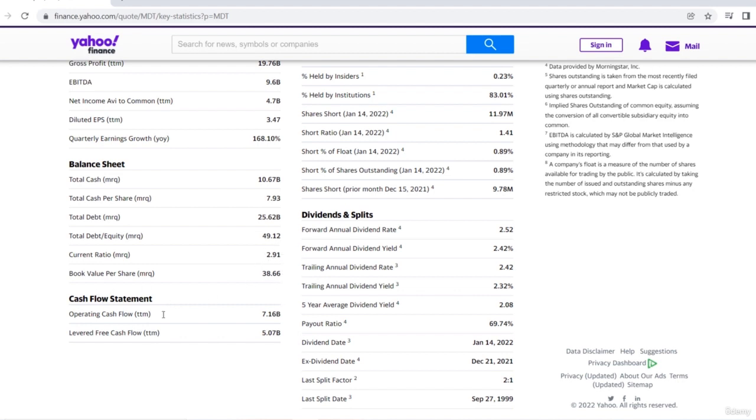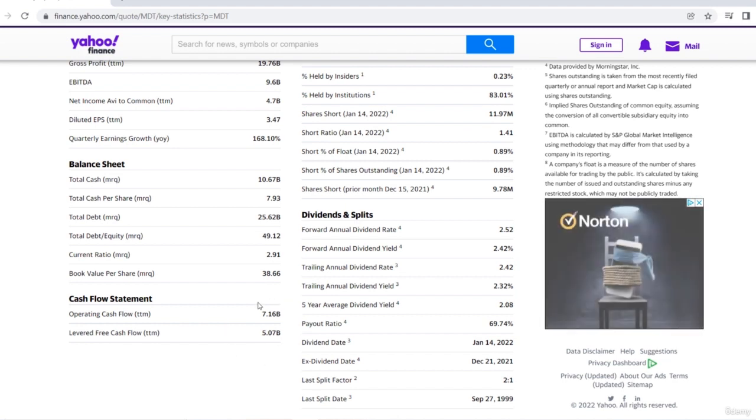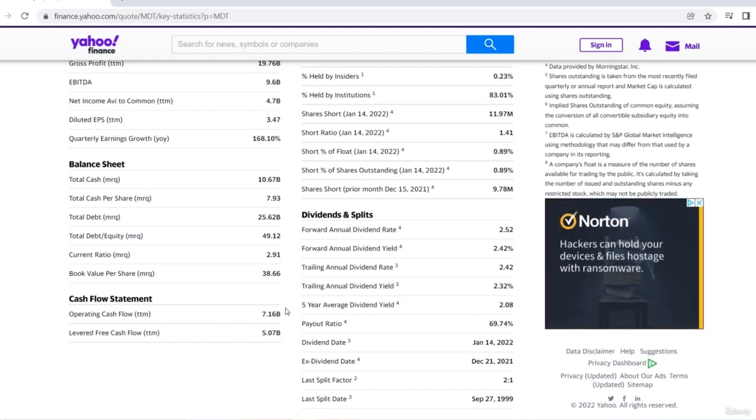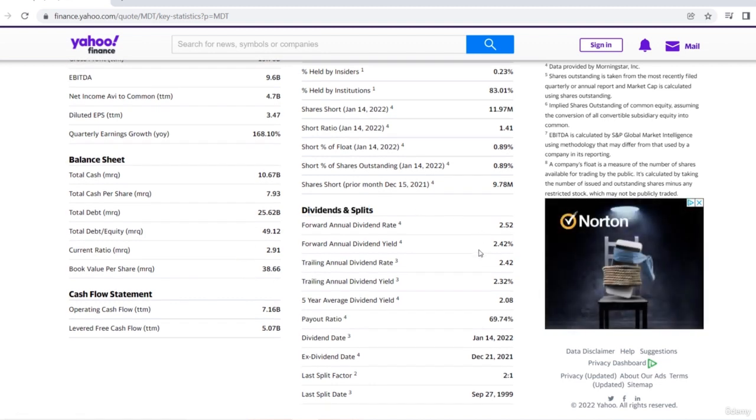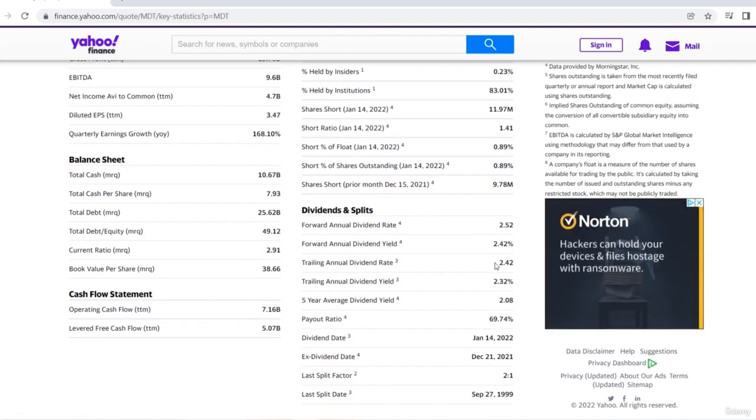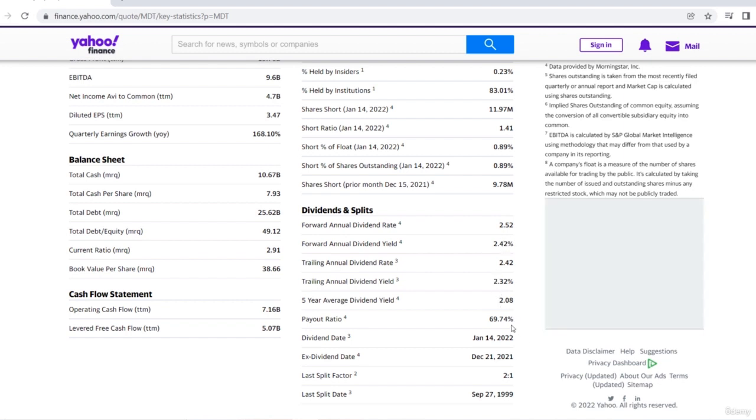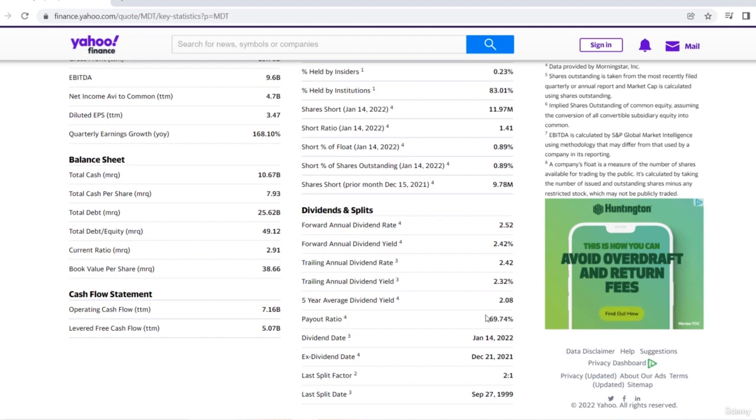And you can see from their cash flow, they generate a lot of cash. Over the last year, operating cash or levered free cash flow is in the $5 to $7 billion range. And they do pay a dividend. Looking at the dividends here, we've got that forward-looking dividend of 2.42%. We want to look at that payout ratio and make sure it's not too high. And it's pretty solid at 69%.